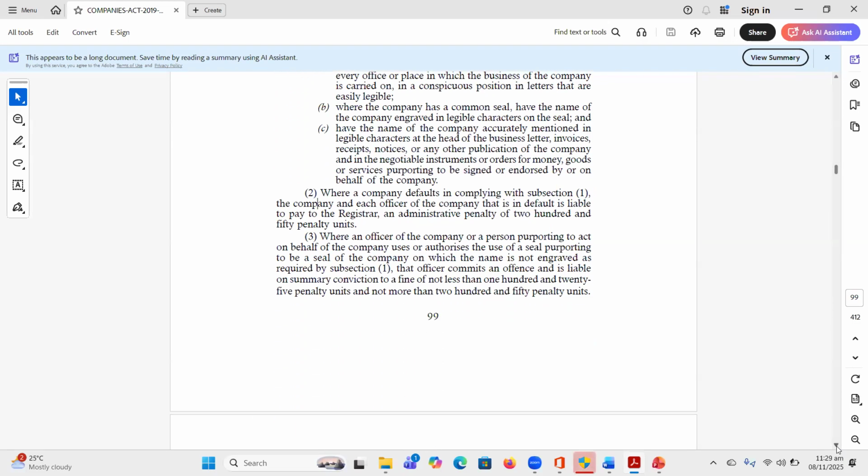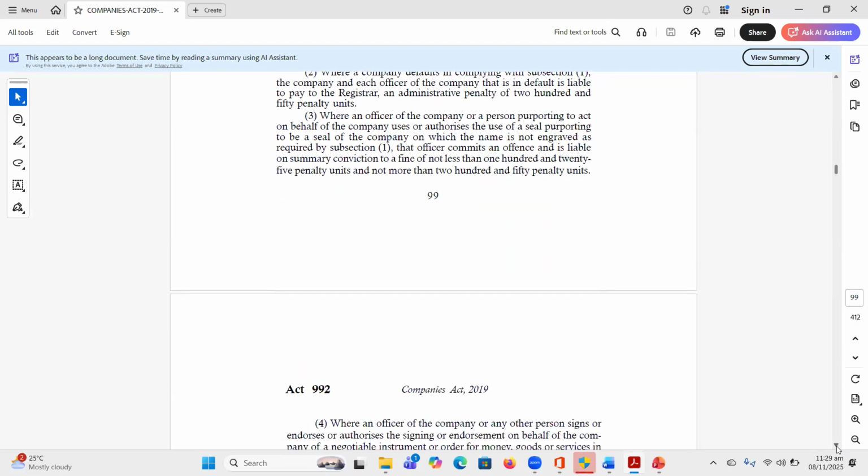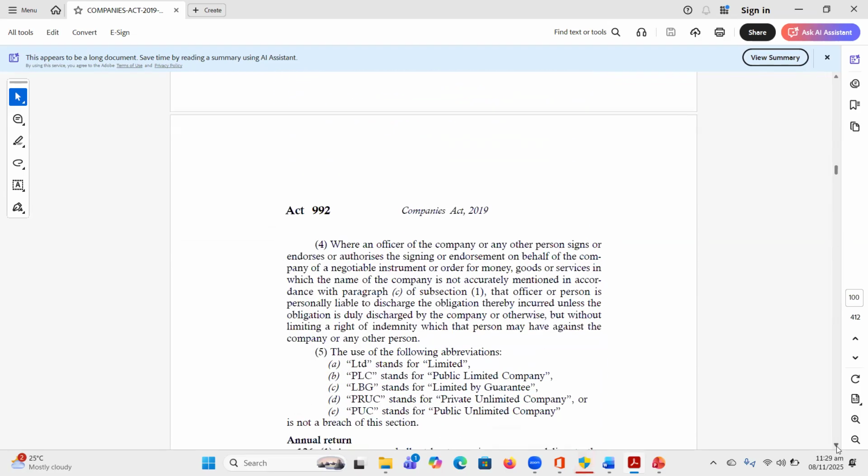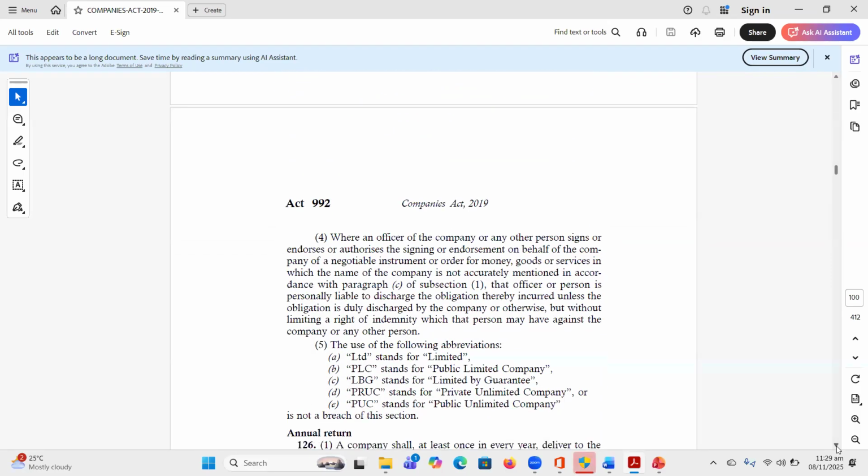Okay. Should I continue? Yes, continue to the end. Yes, sir. Subsection 2. Where a company defaults in complying with subsection 1, the company and each officer of the company that is in default is liable to pay to the registrar an administrative penalty of 250 penalty units.